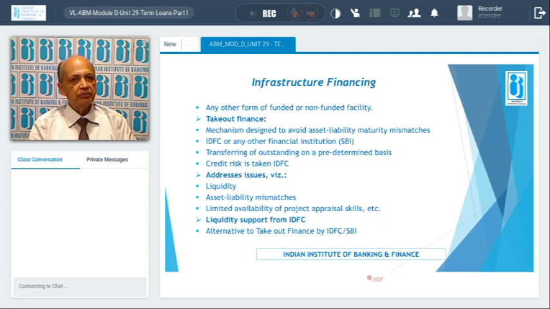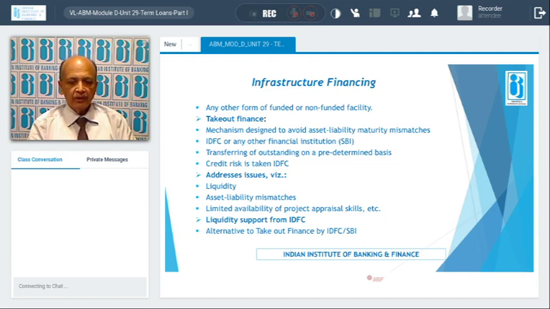Because in infrastructure lending, that is a main problem: asset liability mismatches, or asset liability maturity mismatches. To take care of this, there is takeout financing. IDFC is very prominent in it, and now State Bank has also started doing it. And what is the mechanism?